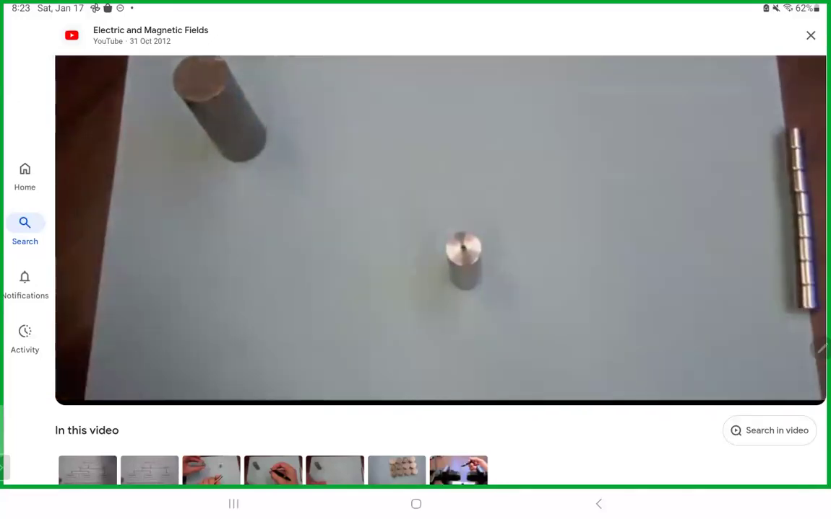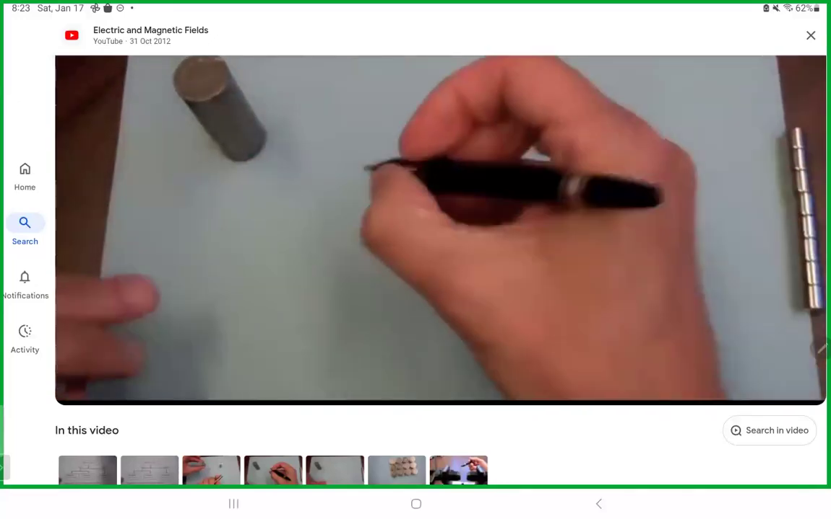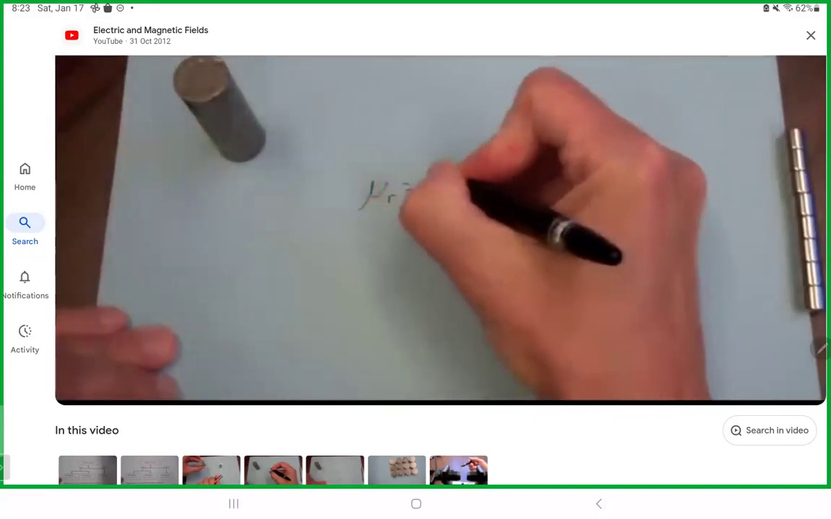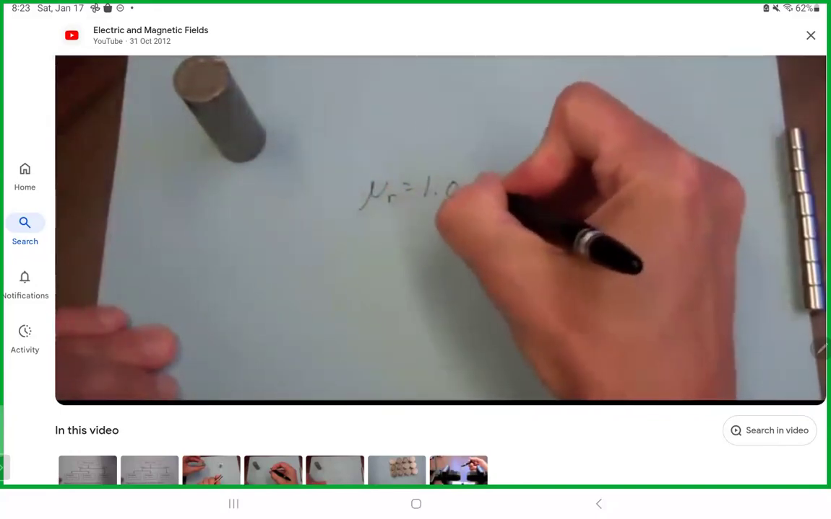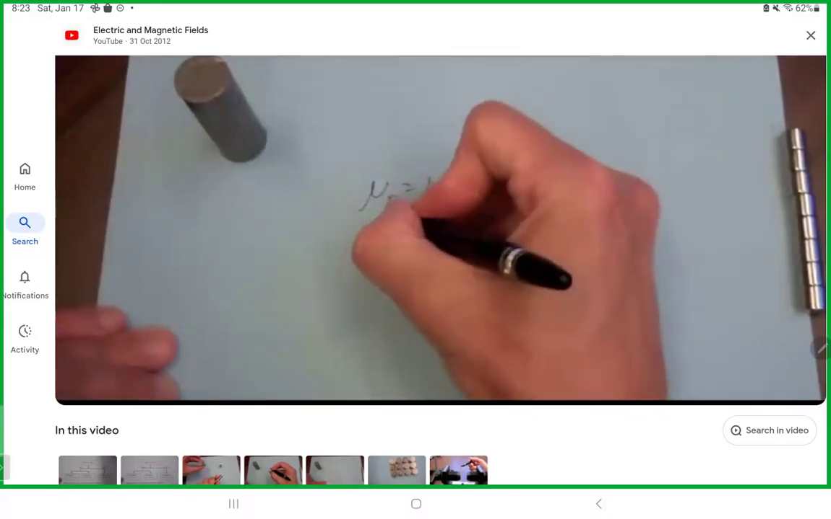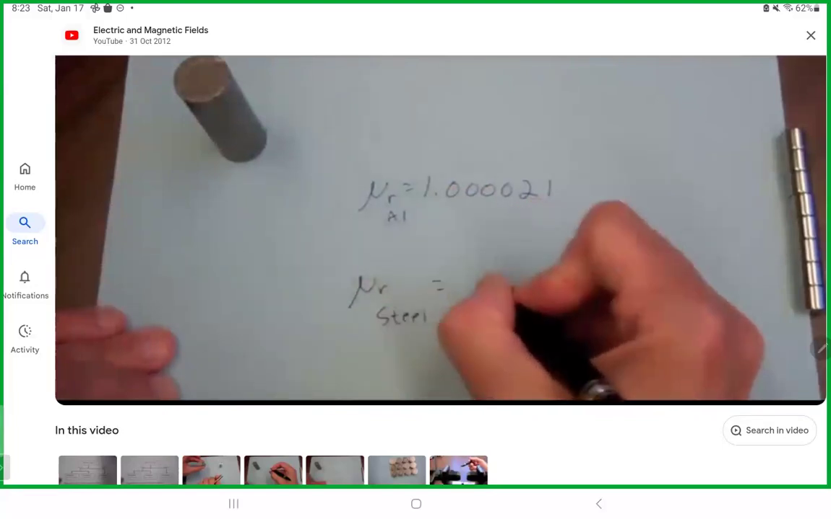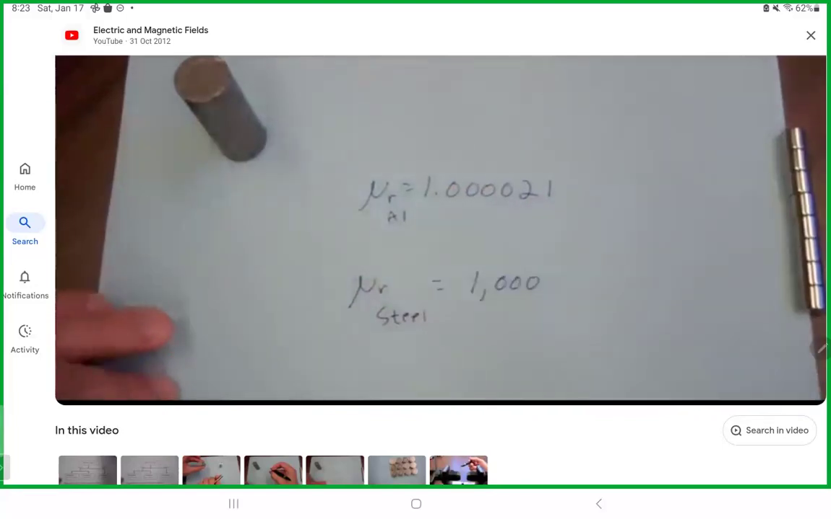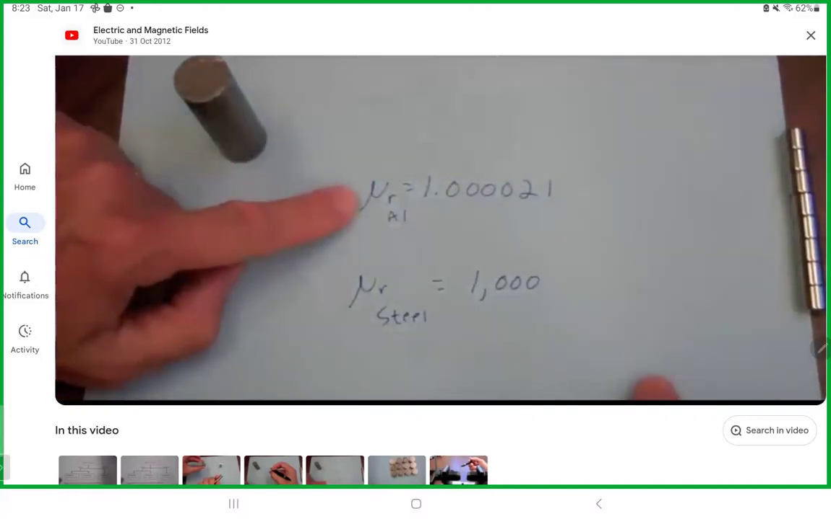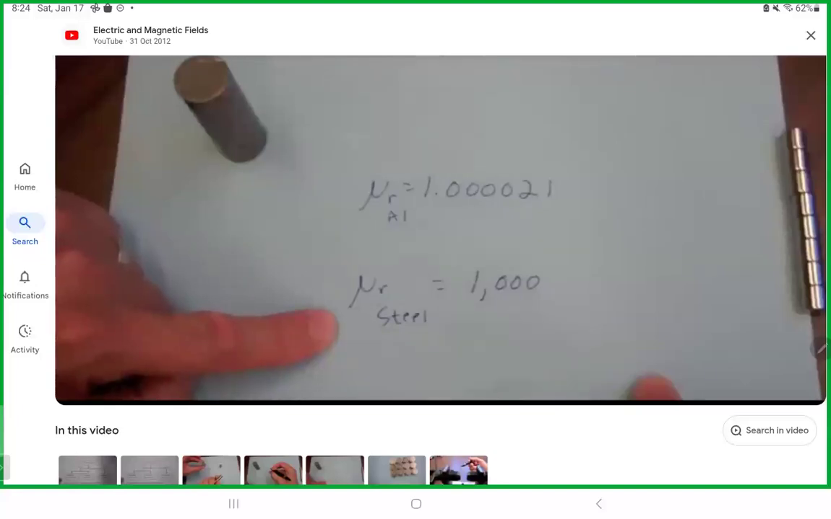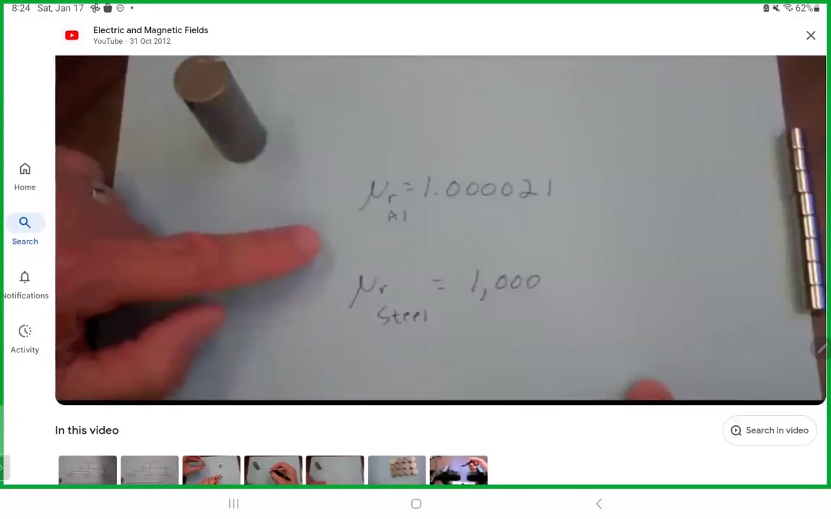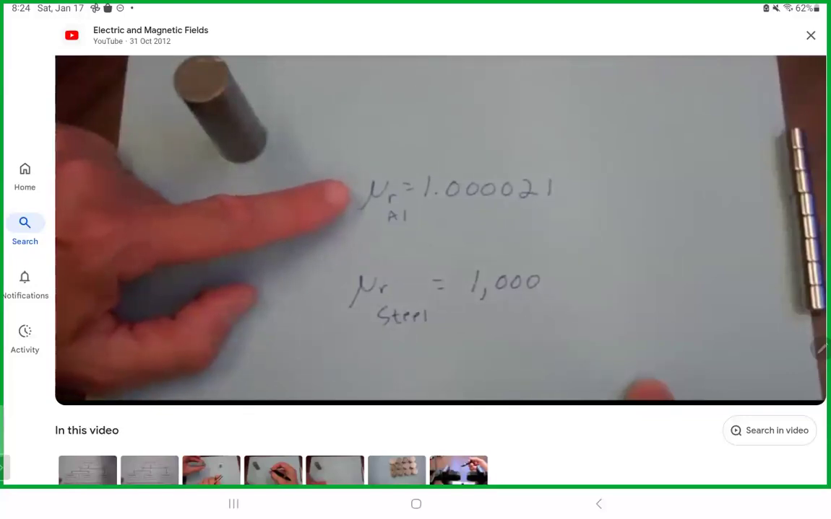In fact, the relative permeability for aluminum is 1.00021, whereas the relative permeability for materials such as steel is on the order of 1,000 or even greater. So you can see that it is a very weak effect in aluminum compared to steel. But I want to show you an experiment that will demonstrate that there is a slight magnetization of aluminum when the aluminum is placed in a magnetic field.